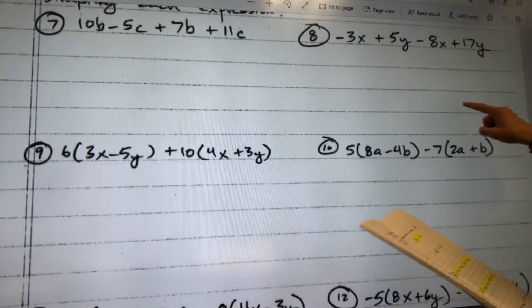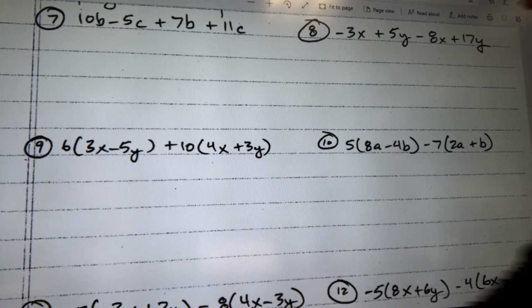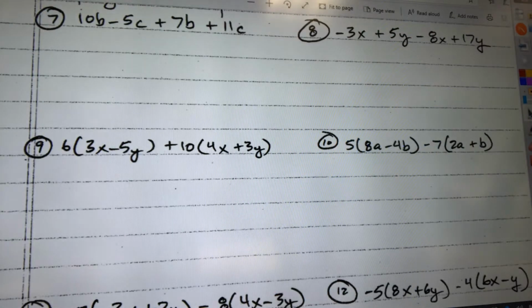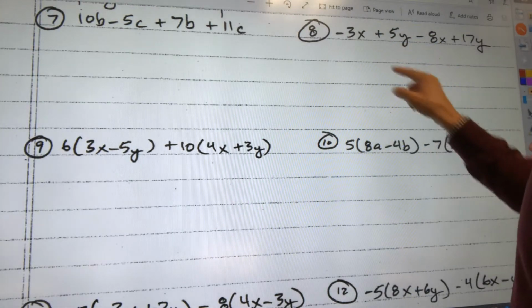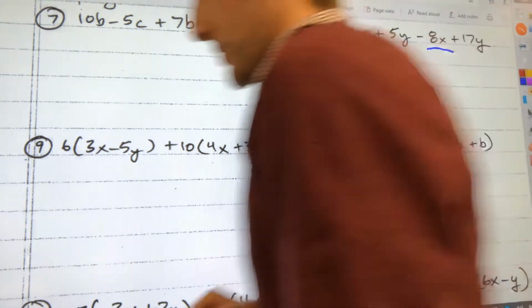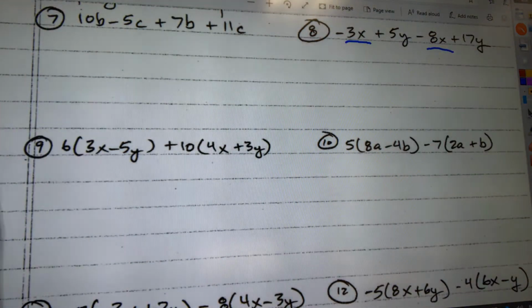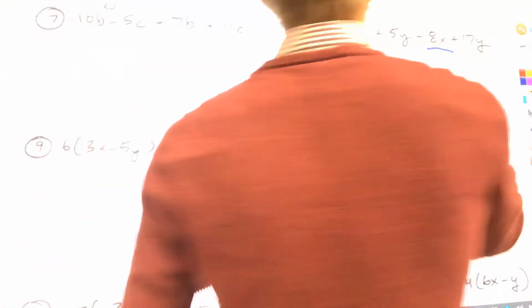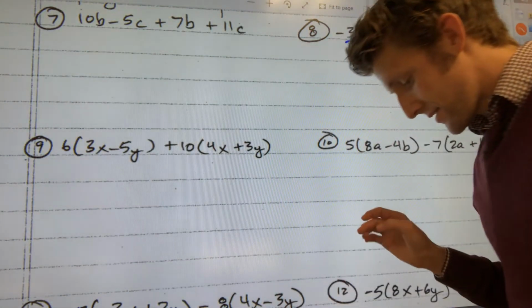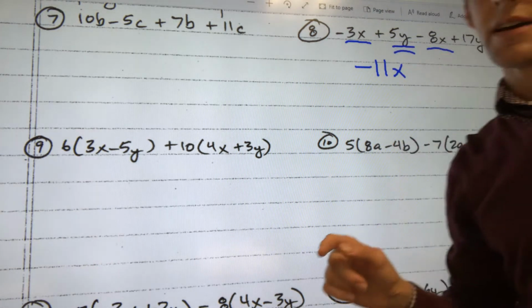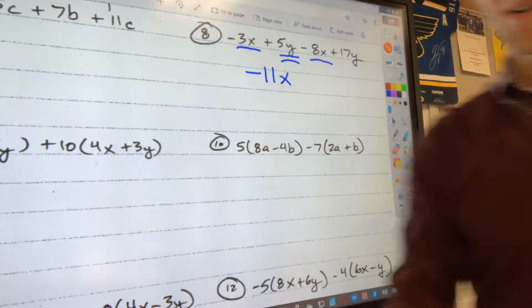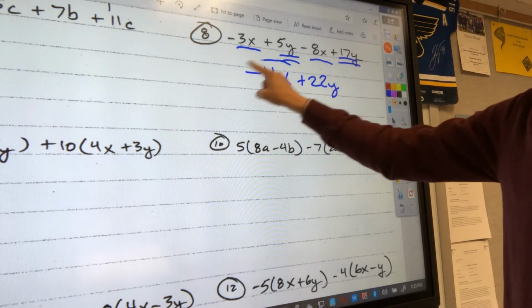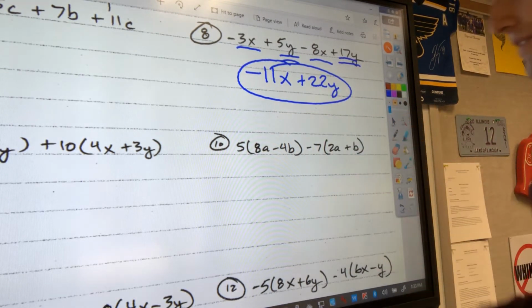I'm going to do 8 and 10 with you. I know that. 8, 10, and it looks like I'm going to do 11 as well. So on 8, distribution is what we got. Oh, no, we don't. 8, just combine like terms. Too many x's. Negative 3x minus 8x is a negative 11x. And then, there we go. 5y plus 17y is 22y.